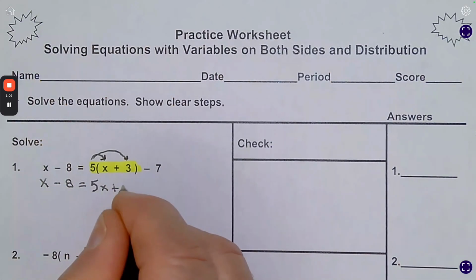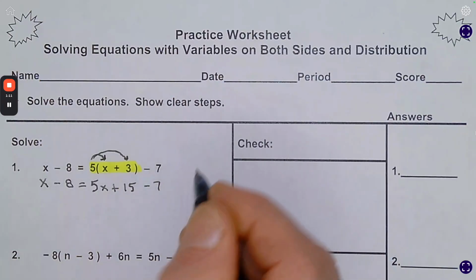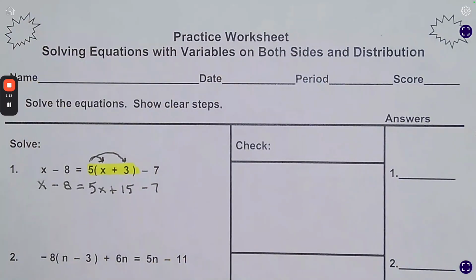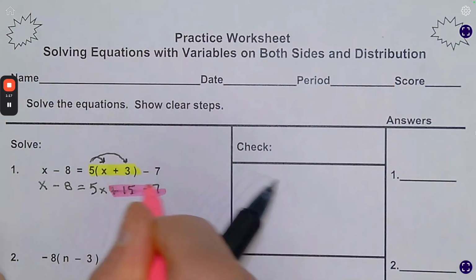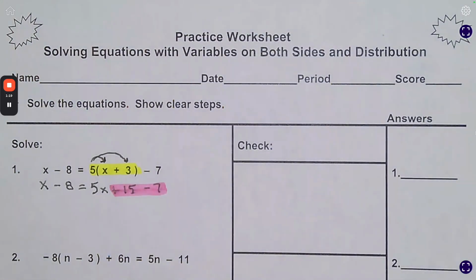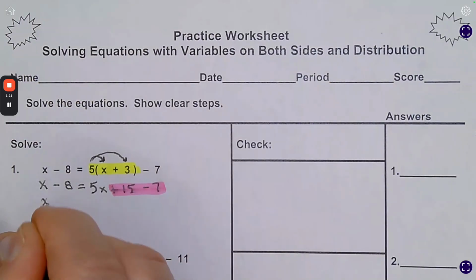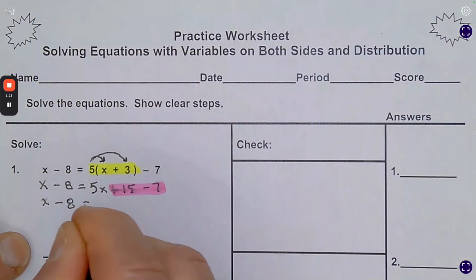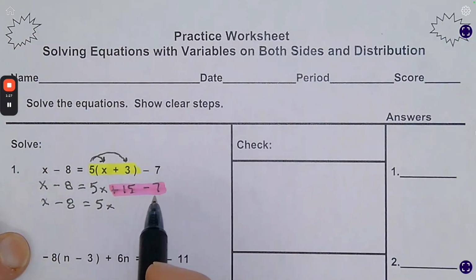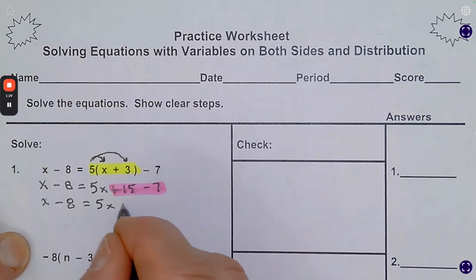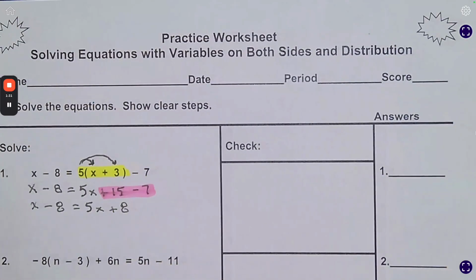5 times 3 is 15. Now what I notice is that I still have terms that are like. Notice on the right-hand side, I still have simplification I can perform. So I'm going to rewrite it. x minus 8 equals 5x. And then notice I have 15 minus 7. That's 8. Okay, now I can start doing inverse operations.